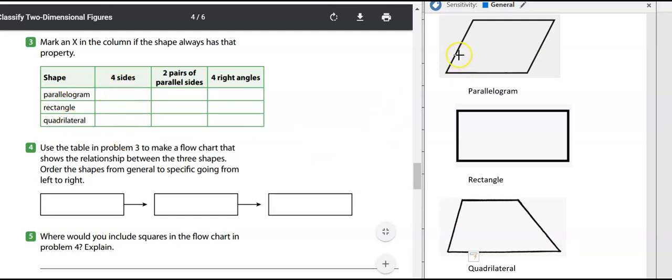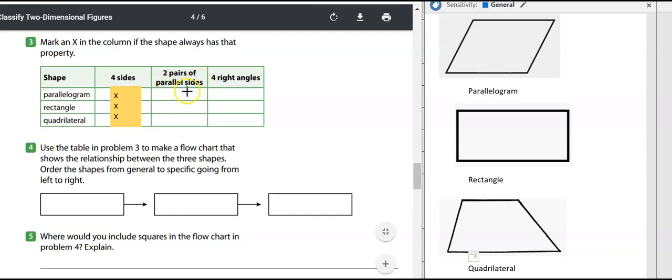So we see that our parallelogram does. It has 1, 2, 3, 4 sides. Our rectangle has 1, 2, 3, 4 sides. And my quadrilateral has 1, 2, 3, 4 sides. So I can mark a check in all three of these categories because they all have 4 sides. So I can mark a check in each of my boxes because I know that they all have 4 sides. Now let's move on to the next category.